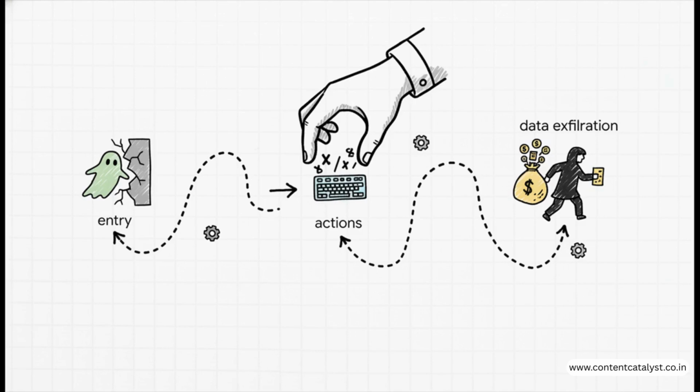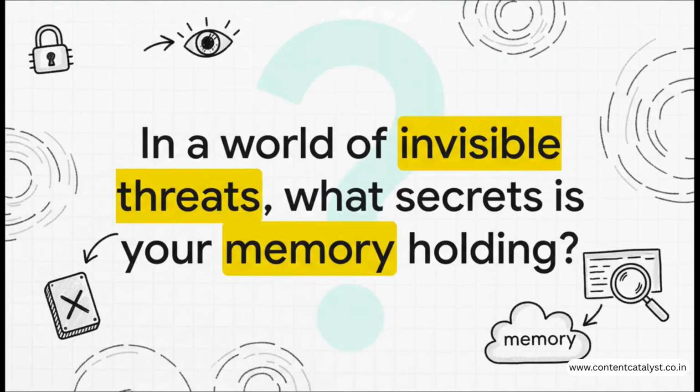And that level of detail is so critical, not just for stopping the attack that's happening now, but for learning the attacker's playbook so you can stop them from ever getting in again. It kind of makes you think about your own computer, doesn't it? In this new world of invisible threats, maybe the most important secrets aren't very deep in your hard drive. They could just be floating there, right now, in that temporary, volatile space that we call memory.